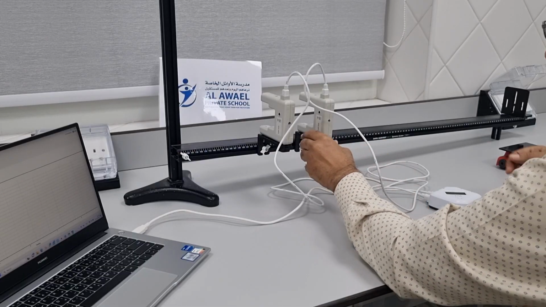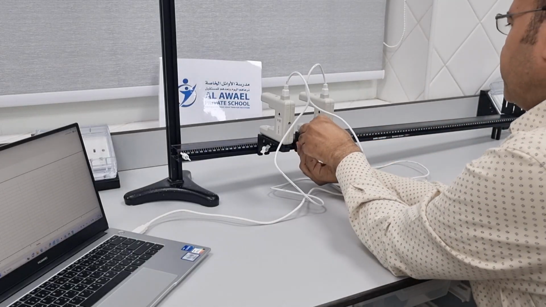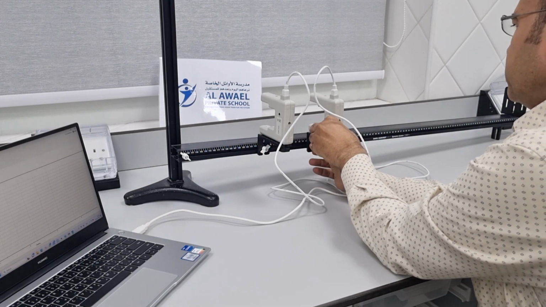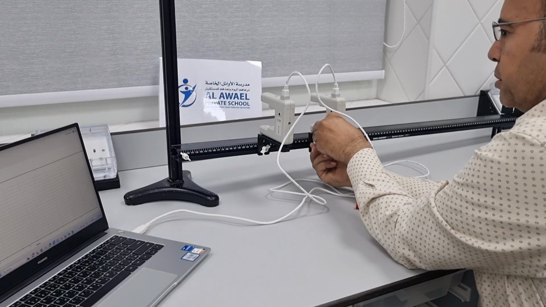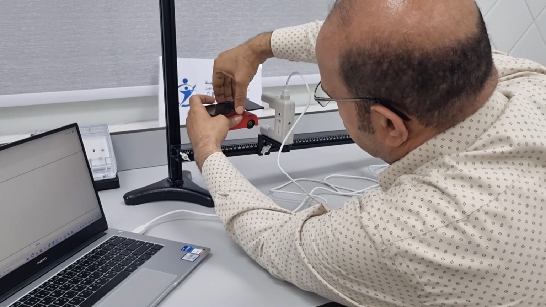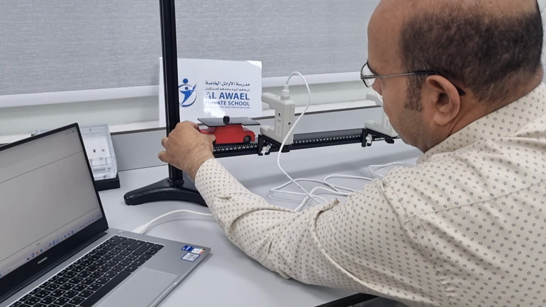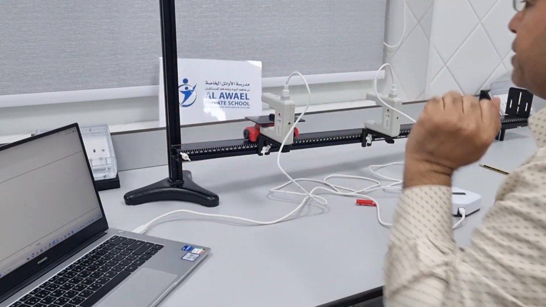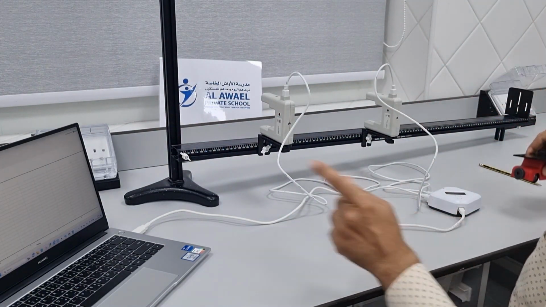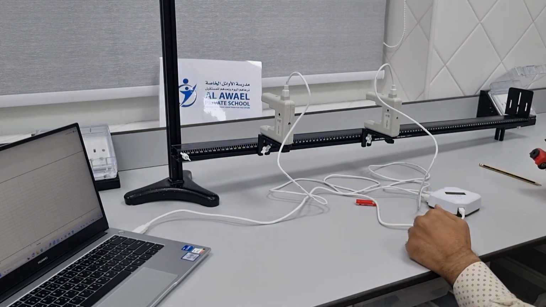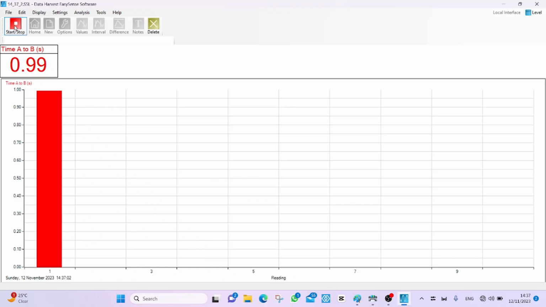The second trial, I will fix the second gate after 30 centimeters. I put the trolley at the same position, 102 centimeters, and I release it to move freely under gravity. This is the second trial. When the distance is 0.3 meter or 30 centimeters, the time is 0.99 seconds.